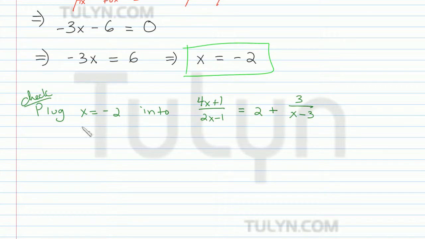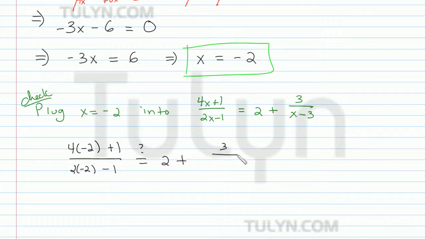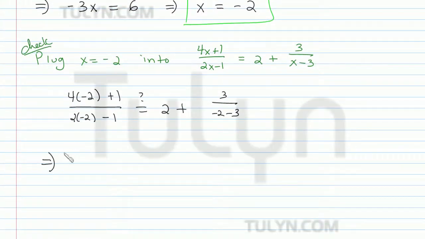So doing that, we have 4 times negative 2 plus 1 over 2 times negative 2 minus 1, and we want to see if that's equal to 2 plus 3 over negative 2 minus 3. So on the left side, on the numerator of that rational expression, we get negative 8 plus 1, which is negative 7, right? And then on the denominator, we get negative 4 minus 1, which is negative 5. And we want to check if that's equal to 2 plus 3 over negative 5.